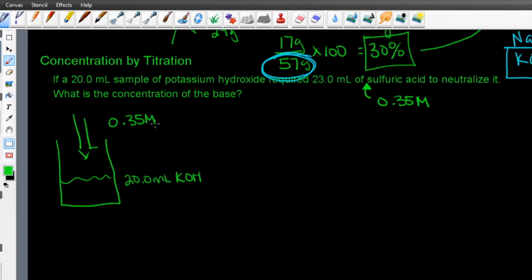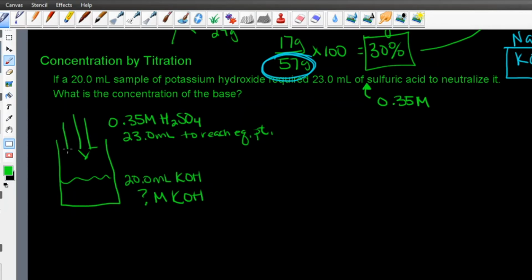So 0.35 molar H2SO4. And let's say that it required 23 milliliters of this acid in order to reach the equivalence point. Now, how will you know that you've reached the equivalence point? Like if we were thinking about actually setting this up in the lab as a method for determining the concentration of the KOH, we would have needed to have picked an indicator to change color so that we know when we reached the equivalence point.